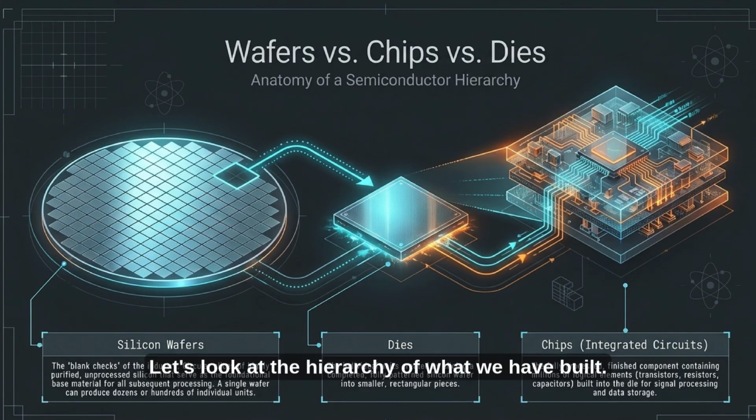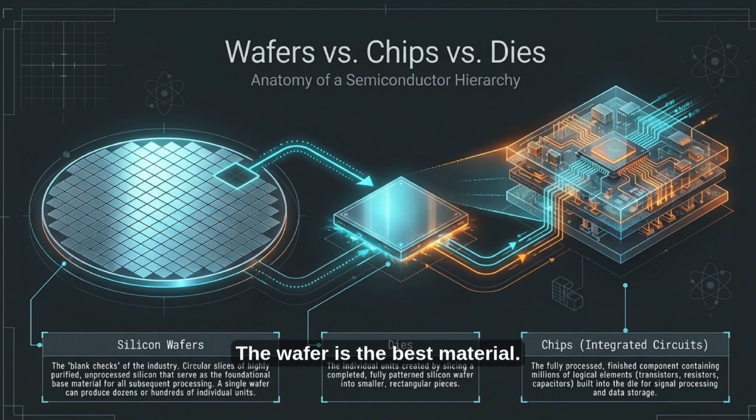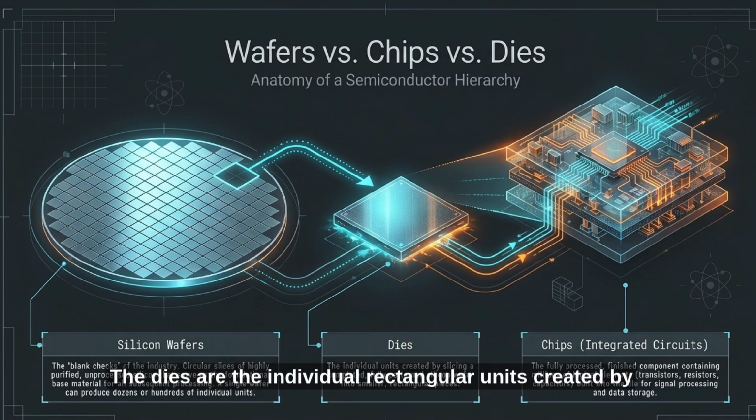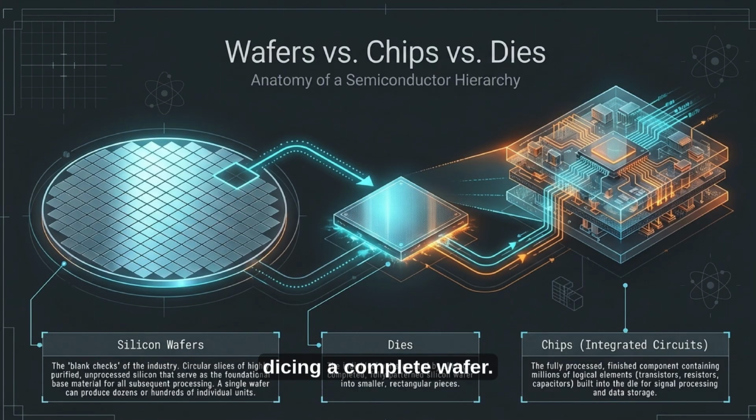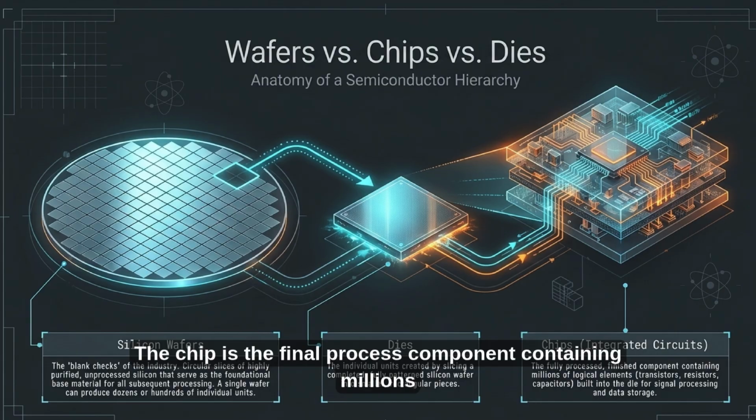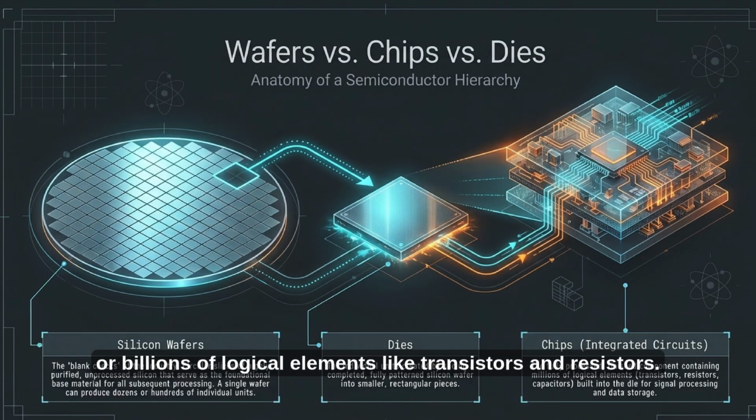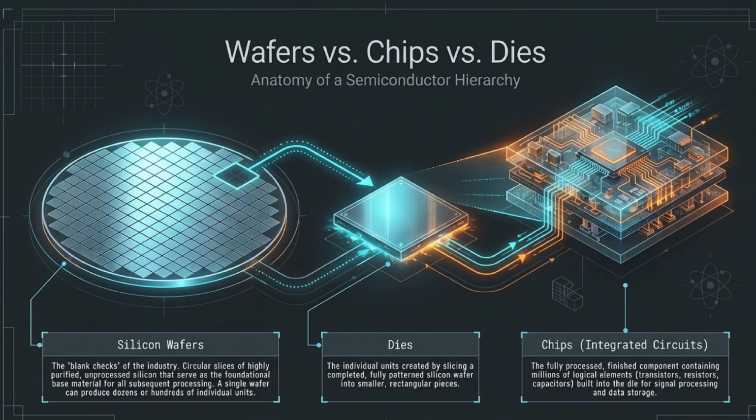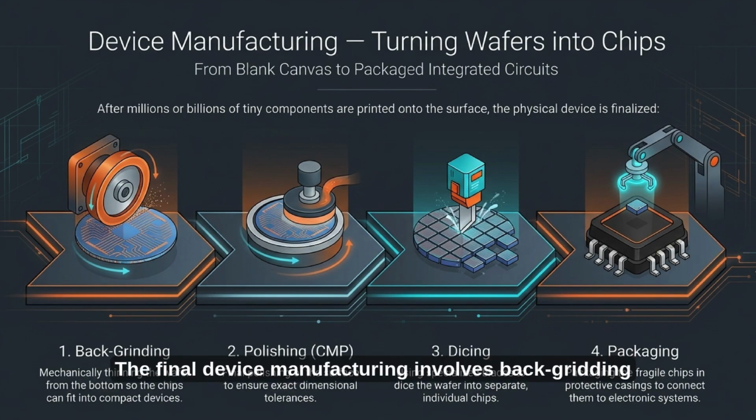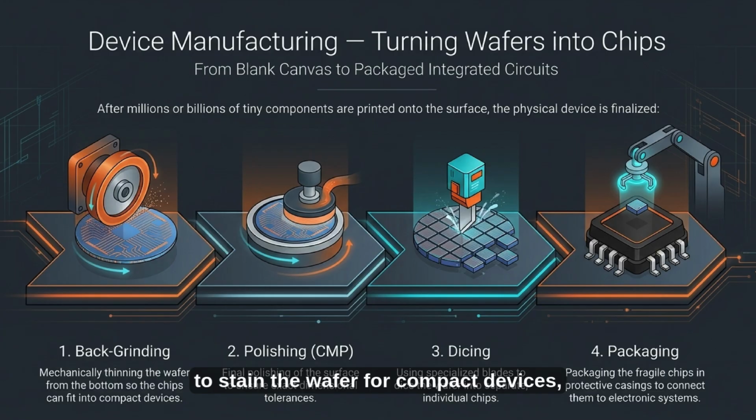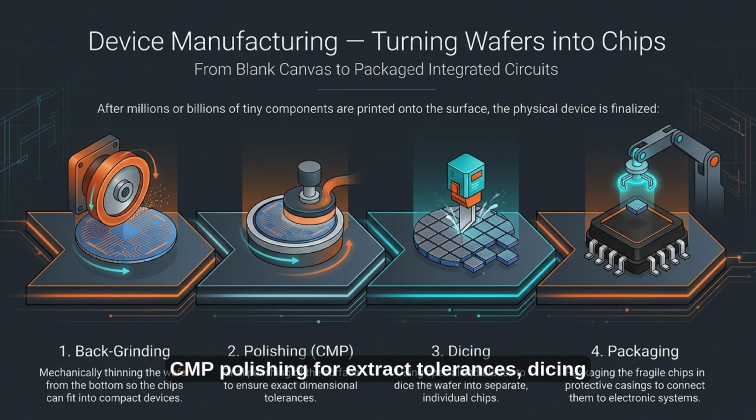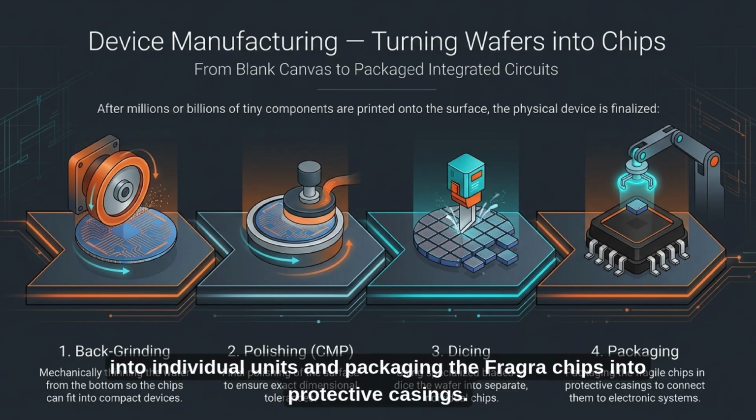Let's look at the hierarchy of what we have built. The wafer is the base material. The dies are the individual rectangular units created by dicing a complete wafer. The chip is the final processed component containing millions or billions of logical elements like transistors and resistors. The final device manufacturing involves back-grinding to thin the wafer for compact devices, CMP polishing for exact tolerances, dicing into individual units, and packaging the fragile chips into protective casing.